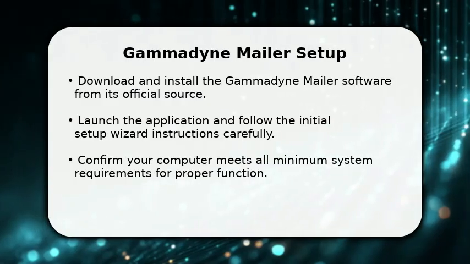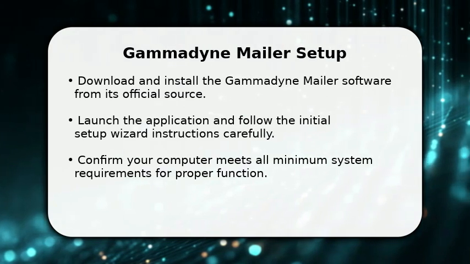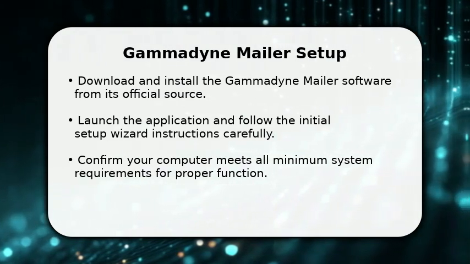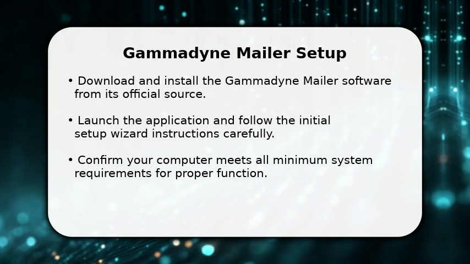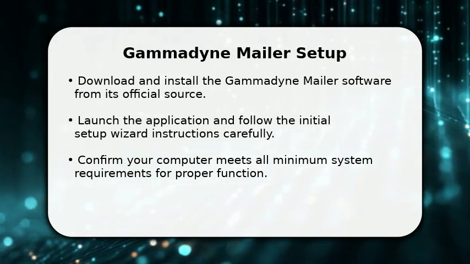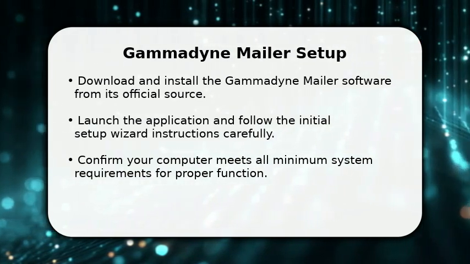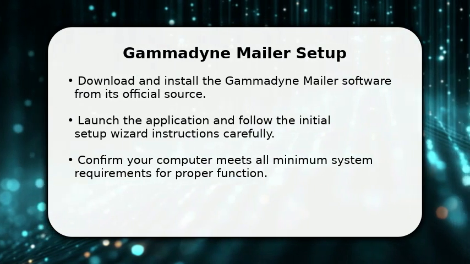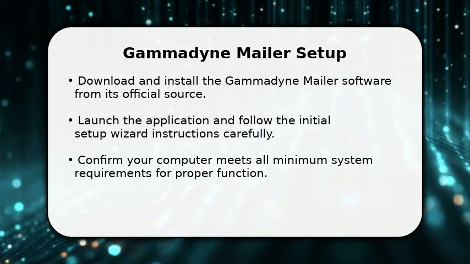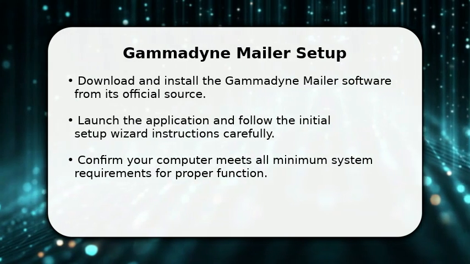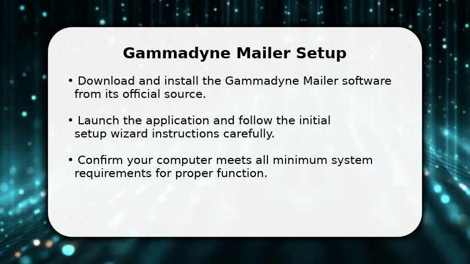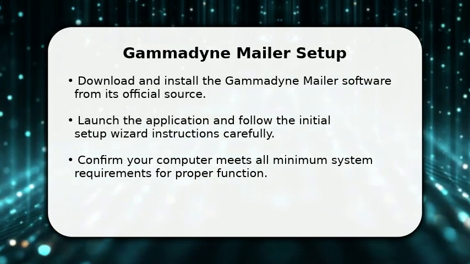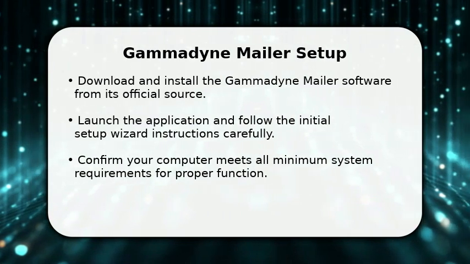In this video, I will explain how to set up Gammadyne Mailer. First, you will need to download and install the software from the official website. Once installed, launch the application. The initial setup wizard will guide you through the very first steps, ensuring your system is ready. It is a straightforward process, taking only a few minutes to complete, preparing you for sending your first email campaign.